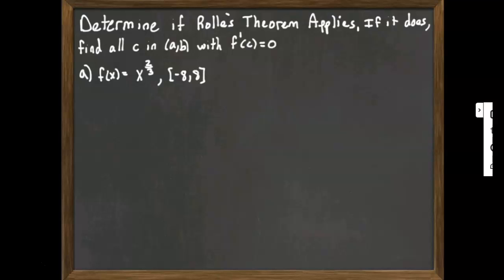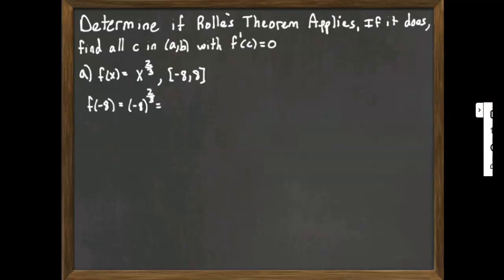So we're going to begin by looking at the function x to the 2/3 on the interval -8 to 8. There are three conditions for Rolle's theorem. First of all, the two endpoints need to have the same function value. In the theorem it states f of a equals f of b. So we need to evaluate f of -8. We plug -8 into our function, and that gives us -8 to the 2/3.